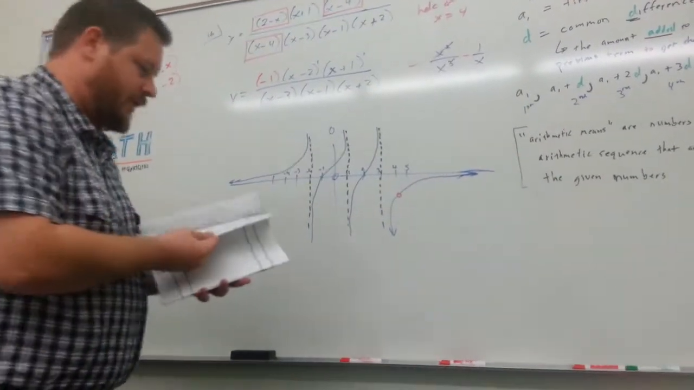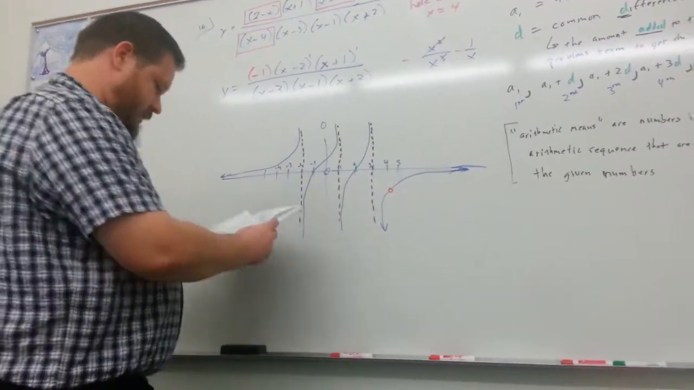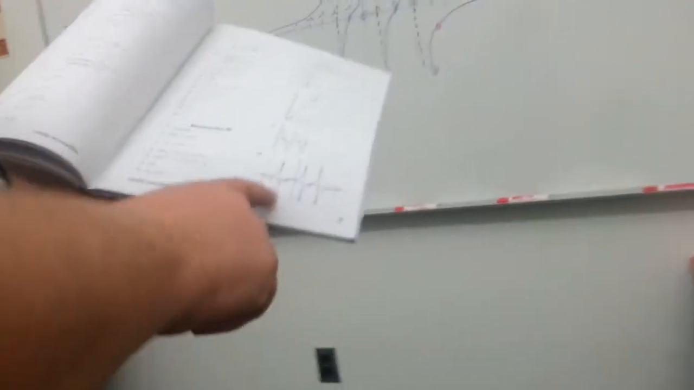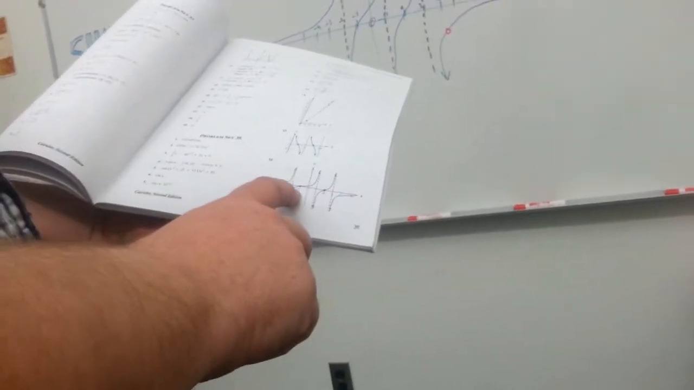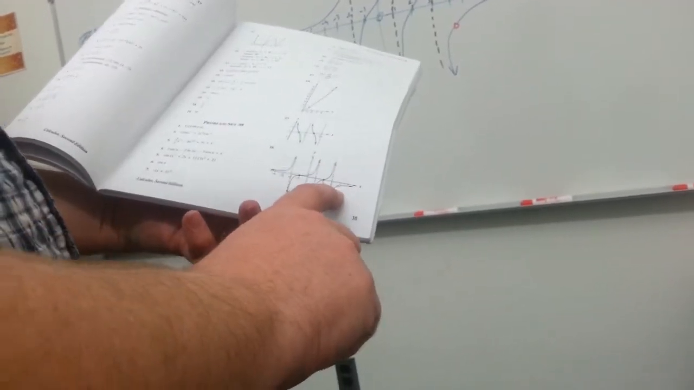And hopefully, let me check the answer before I get all proud of myself. On 16, we've got that part, come across at negative 1, and down here cross at 2, and we have a hole at 4. So we're good.